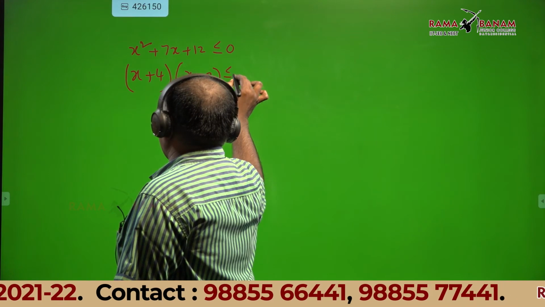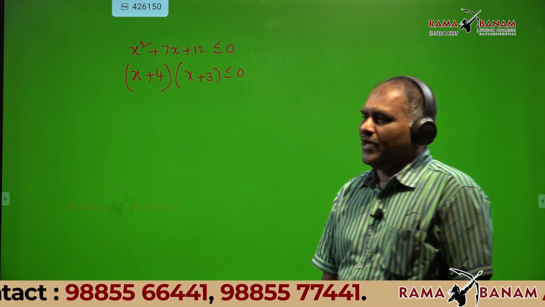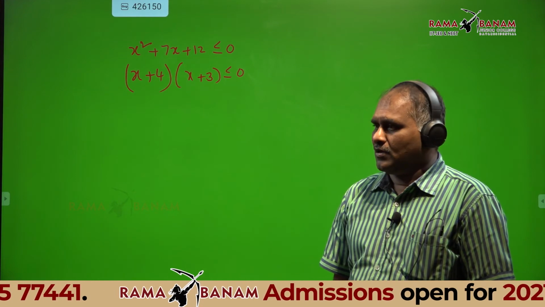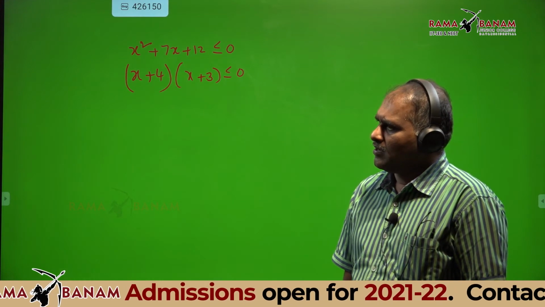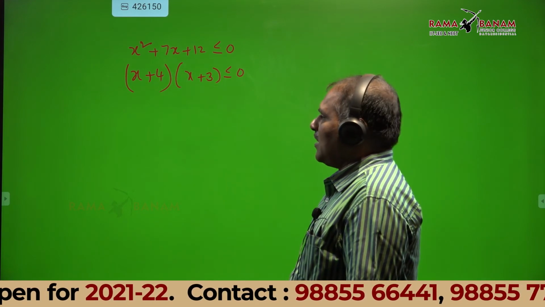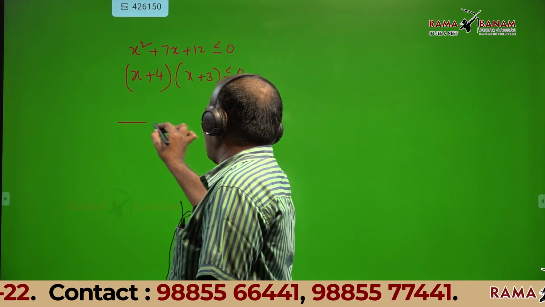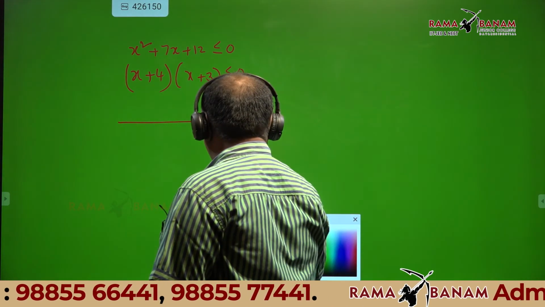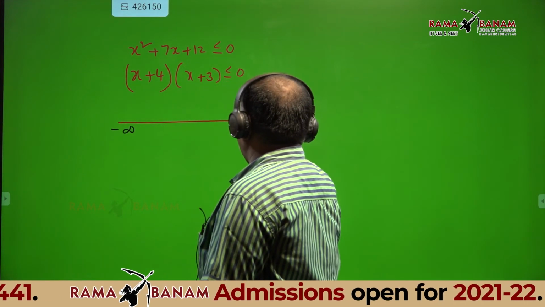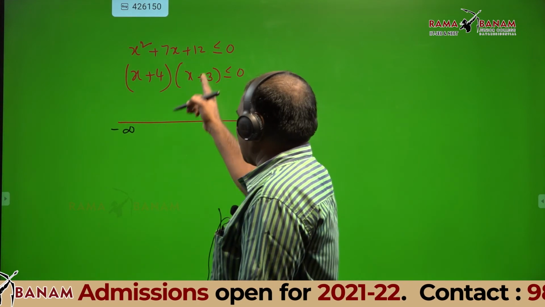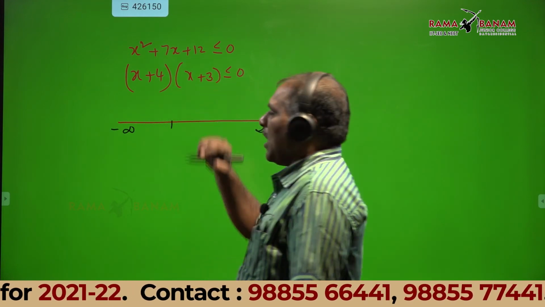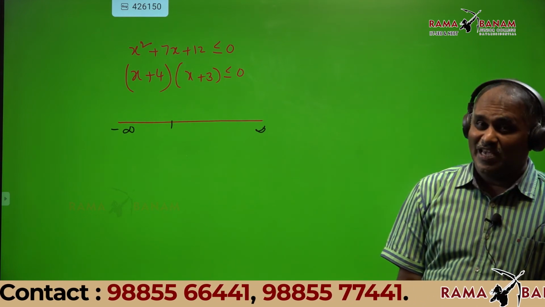It's less than or equal to 0. x plus 4 into x plus 3, less than or equal to 0. On the number line, from minus infinity to plus infinity, what are the roots? One is minus 4, another one is minus 3.